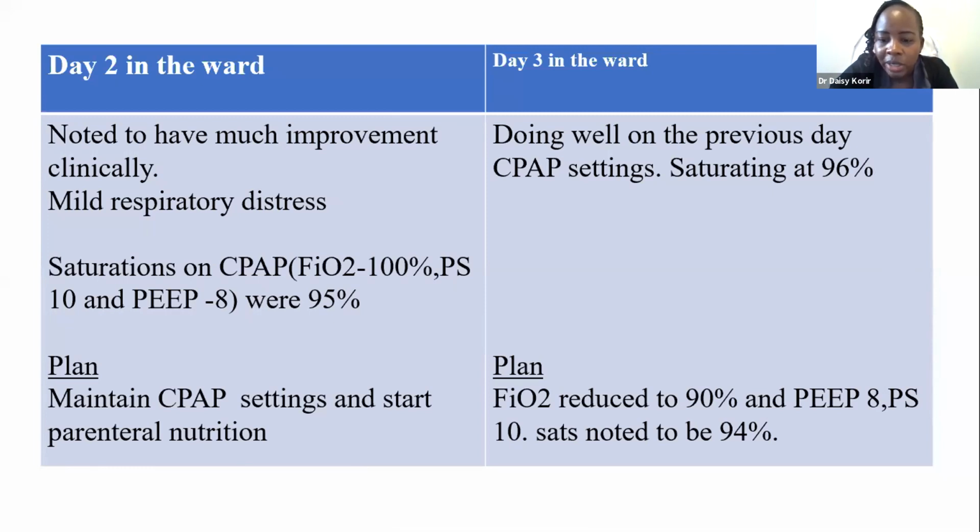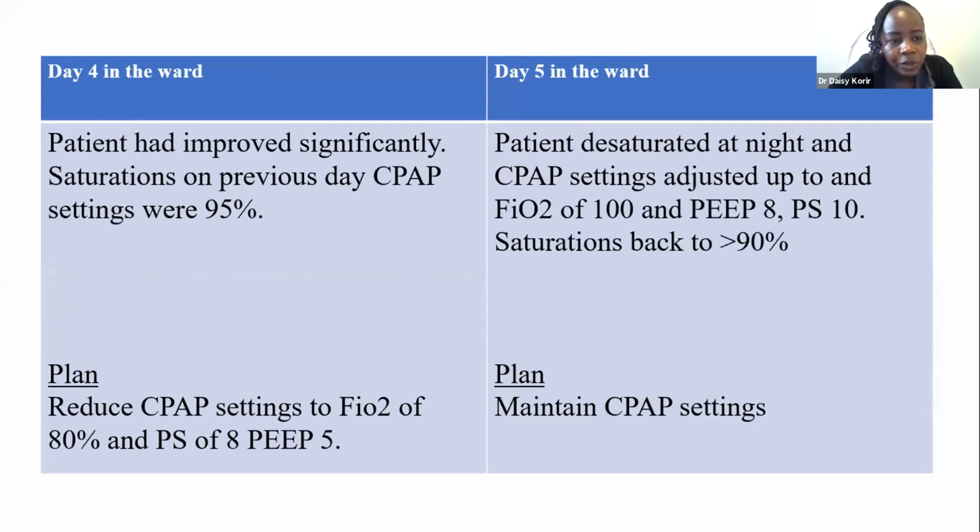And the plan was to reduce the FiO2 slightly to 90, the pressure support to 10, and he still continued to saturate at above 9. Before, the patient improved significantly. Saturations on the previous CPAP settings were at 95. So we continued to reduce the FiO2 to 80 and put on pressure support of 8. But the same night, the patient deteriorated. And so the settings were put up again to FiO2 of 100 and pressure support of 10 to maintain the SpO2s at above 90. So these were maintained on the following day.